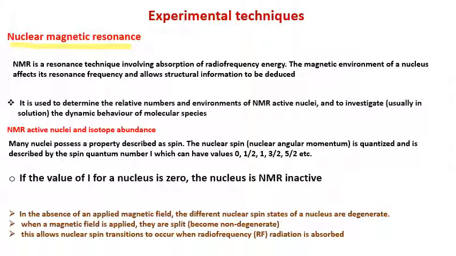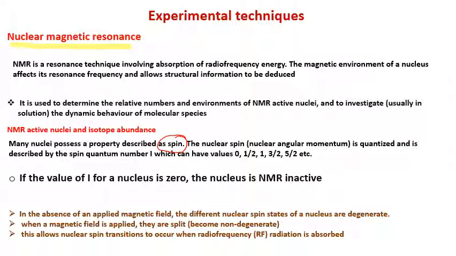The magnetic environment of a nucleus affects this resonance frequency, and it allows the structural information to be deduced. Now, which nuclei are NMR active, and how can we know about their isotope abundance? There are many nuclei that have a nuclear property called spin. Those nuclei which have this property of nuclear spin are NMR active. So nuclear spin, which is nuclear angular momentum, is given by this quantum number I.